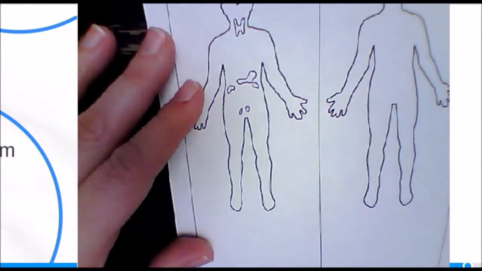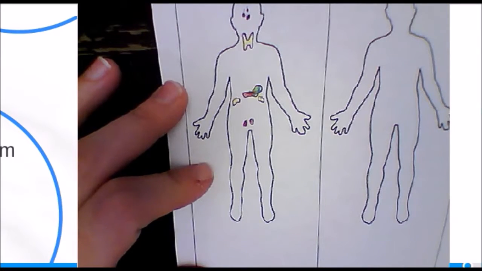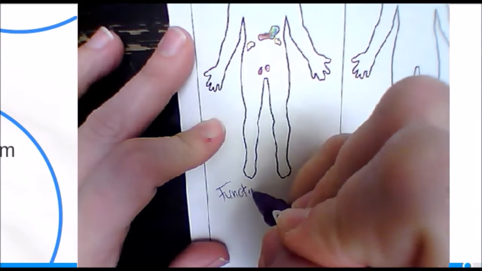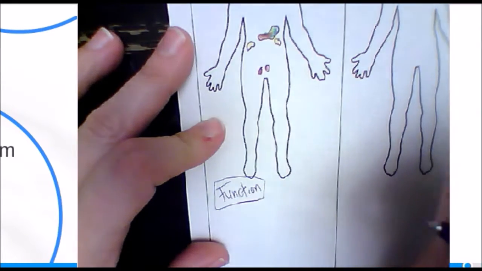All right, so our function here is to communicate between tissues and command the cells to sort of react or act. So I'm going to say to act.